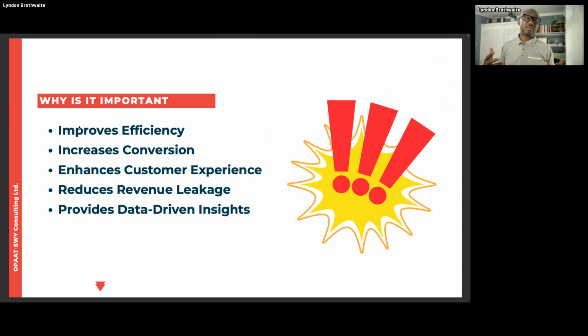The customer experience, or the student experience, is very, very important, because as we know, the experience of a said student also helps bring additional revenue. And of course, it reduces revenue leakage. Of course, we all want to make sure that we are maximizing, squeezing as much juice out of the orange as we can. And of course, it provides data-driven insights as it relates to what's helping you do other stuff.